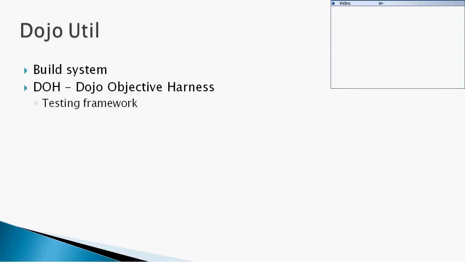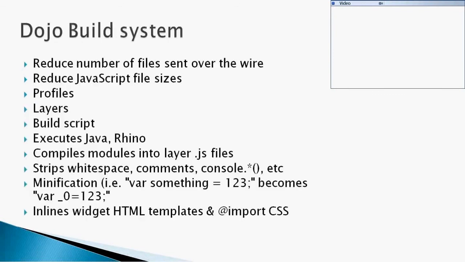Initially we talked about the build system. That is a part of Dojo Util, along with some other utilities. A testing framework is there, so if you want to write unit tests for your code, you can do that using this framework. Let's talk briefly about the build system, because it's quite big.